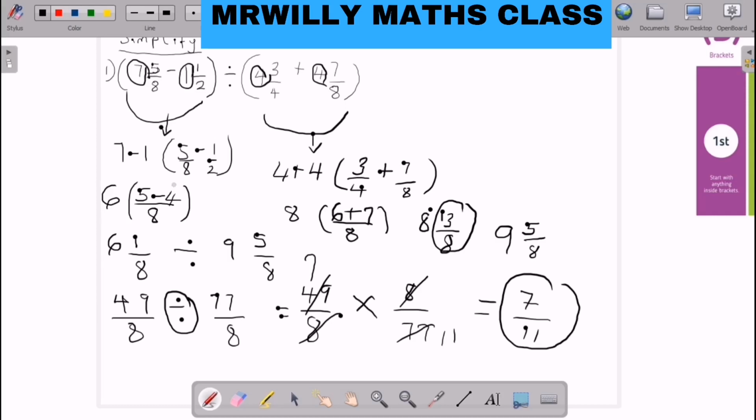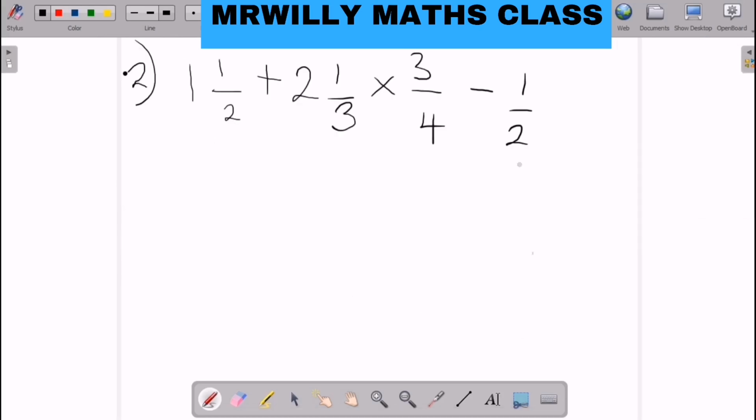So we'll be going to the second question. Now, for the second question, we're having 1 and 1 over 2 plus 2 and 1 over 3 times 3 over 4 minus half. You can see that in this question, we're having plus, we're having multiplication, we're having minus. So which one are we going to solve first? Remember your Bodmas?